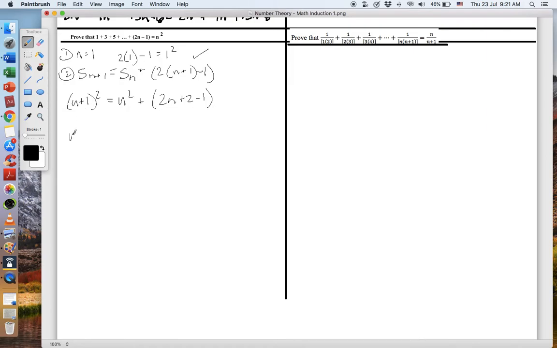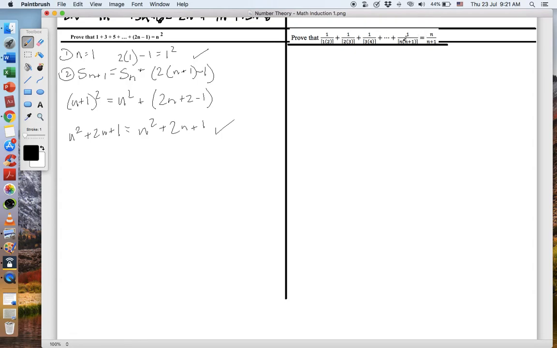And so let's expand this. We get n squared plus 2n plus 1 is equal to n squared plus, we can get rid of that parentheses there, 2n plus 1. So that's a check. That checks out. Last one, we're going to prove all of this.